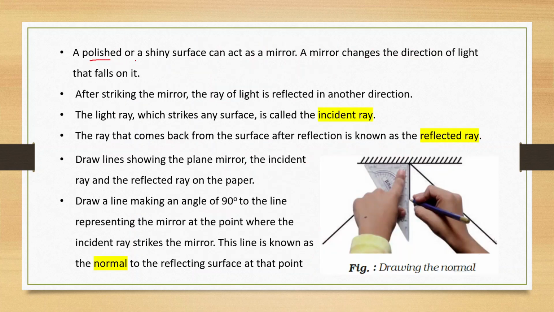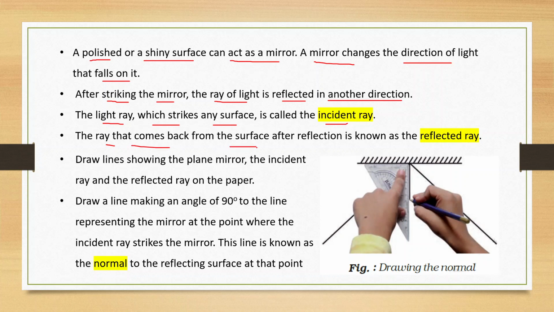A polished or shiny surface can act as a mirror. A mirror changes the direction of light that falls on it. After striking the mirror, the ray of light is reflected in another direction. The light ray which strikes any surface is called the incident ray. The ray that comes back from the surface after reflection is known as the reflected ray.